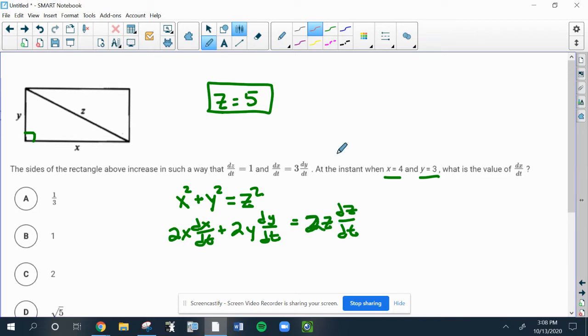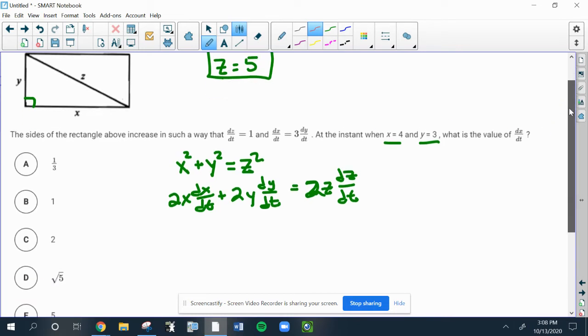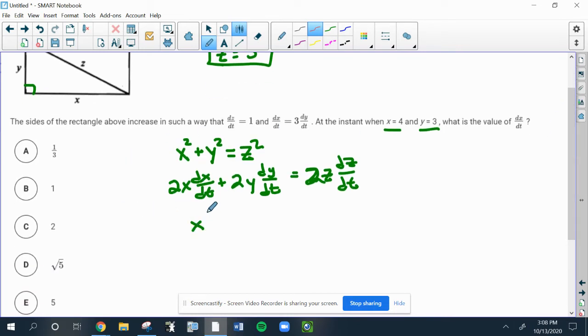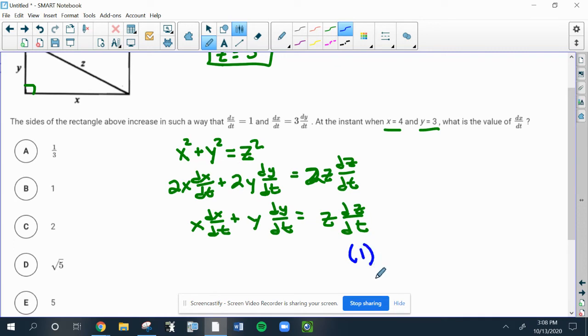So we can just plug everything in right now. I'm not going to. I'm going to divide by 2. Just get that out of there. So we know you can do that because 2 isn't equal to 0, so you can divide whatever you want as long as it's not 0. So I just did that. Now I'm going to plug everything in. dz/dt equals 1. dx/dt is 3 dy/dt.